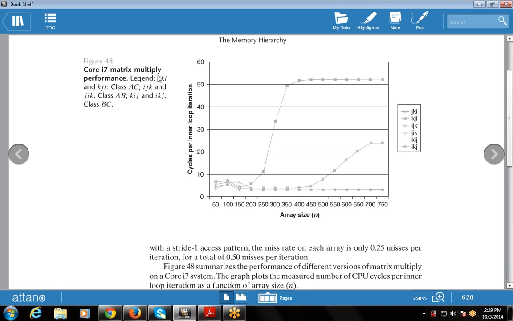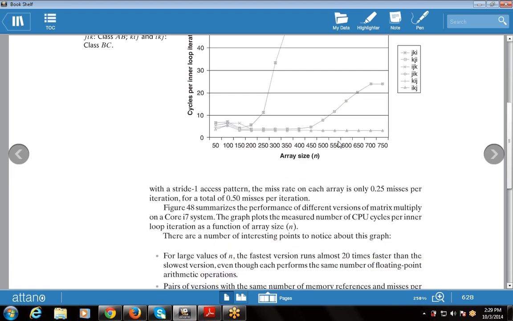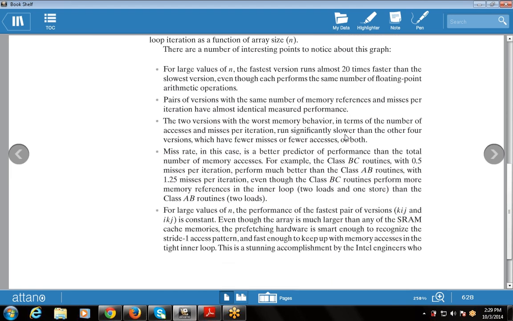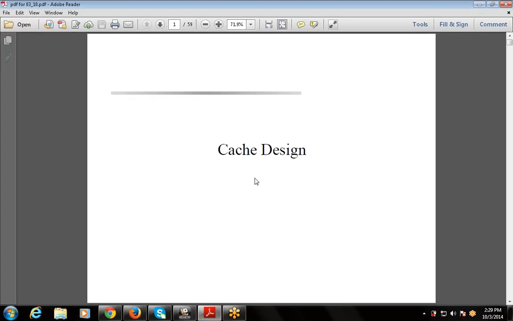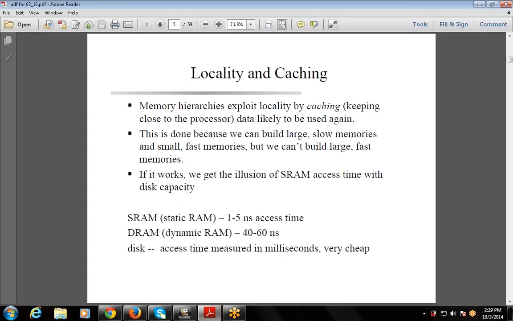This is the Core i7 matrix multiply performance, shown with the help of a diagram or figure. Then, exploiting locality in your program. So first of all, let's take the help of another thing, that is the PPT, that is your cache design.